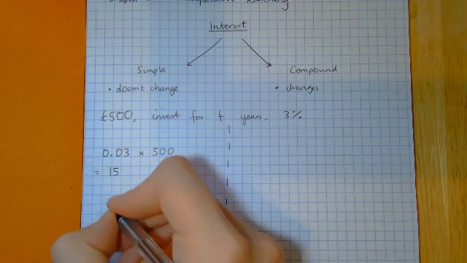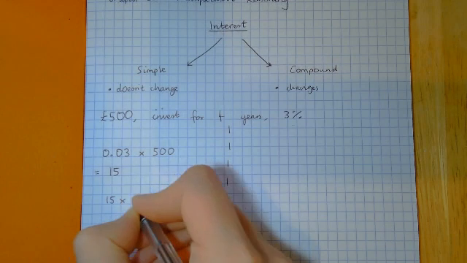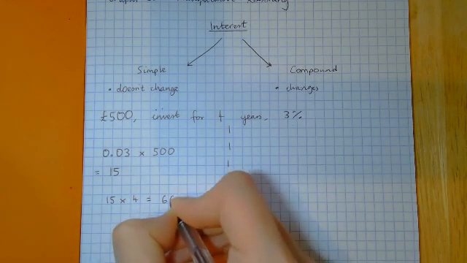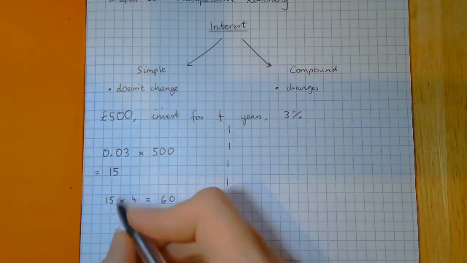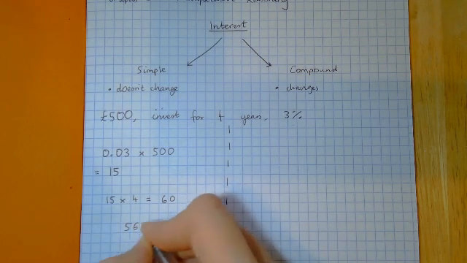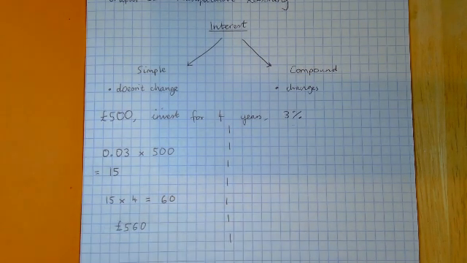That's what 3% is. Now I'm investing for 4 years. So at the end of the time I will have earned £60, hence I will have £560 in the account at the end of the 4 years. So that's simple interest. It's simple in nature, but it's also simple to work out.